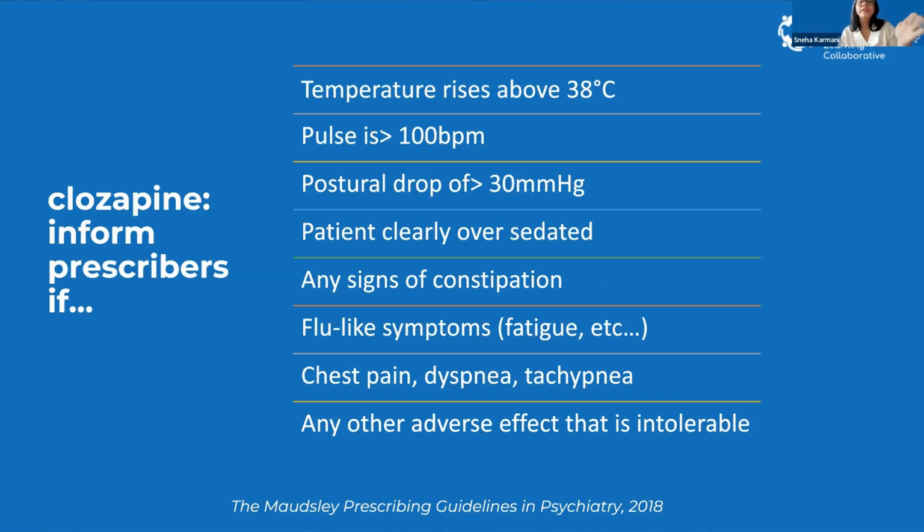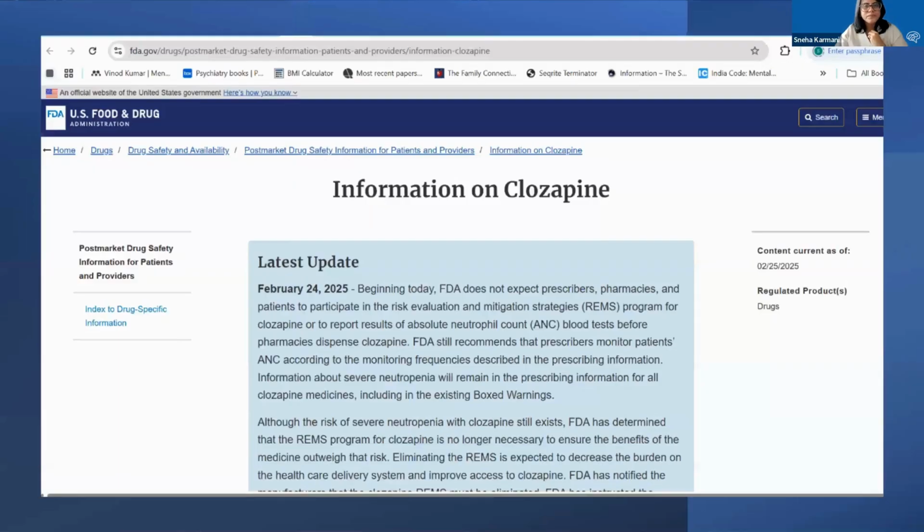If you see a high temperature, tachycardia, or increased pulse, if you see a postural drop in their blood pressure, if the patient looks clearly oversedated, also watch for any signs of constipation or flu-like symptoms, chest pain, dyspnea, tachypnea, or any adverse effect that is intolerable. Clozapine needs to be monitored acutely for any side effects.